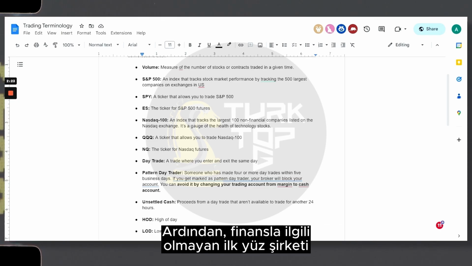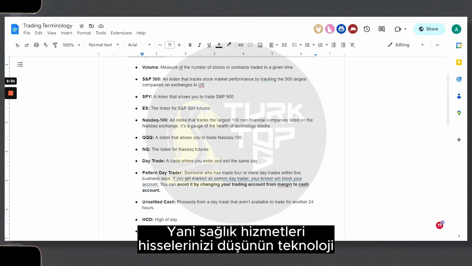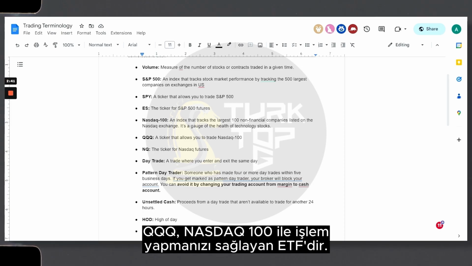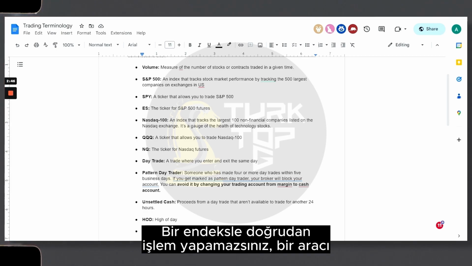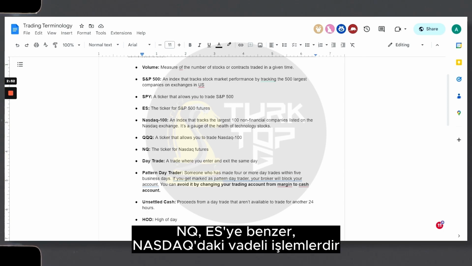Then you have NASDAQ 100, which is another index that tracks the top 100 companies that are not finance related. So think of your healthcare stocks, think of your technology stocks. Most of them come in the NASDAQ 100. QQQ is the ETF that allows you to trade NASDAQ 100. You cannot directly trade an index. You have to trade it through a medium, and QQQ is your medium. NQ is similar to ES. It's the futures on NASDAQ.